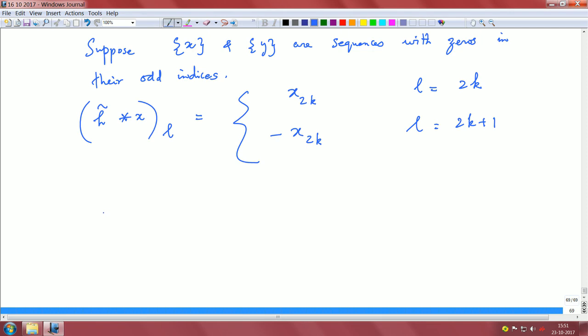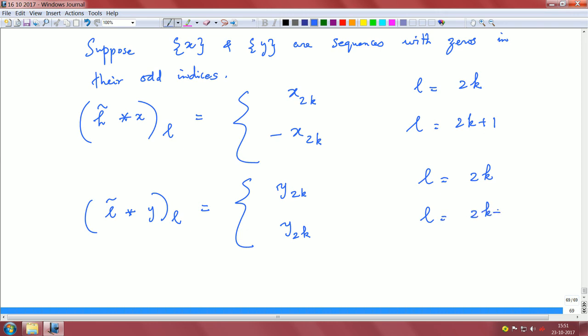Similarly, you consider L tilde convolved with y, indexed by L, and this is basically y2k when L equals 2k, and it is the same as y2k when L is odd, which is of the form 2k plus 1. Now, let me call this equation 1, and this equation 2.